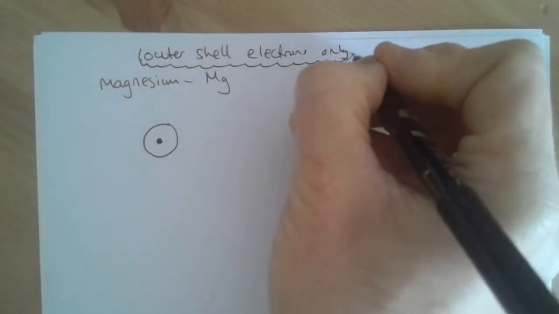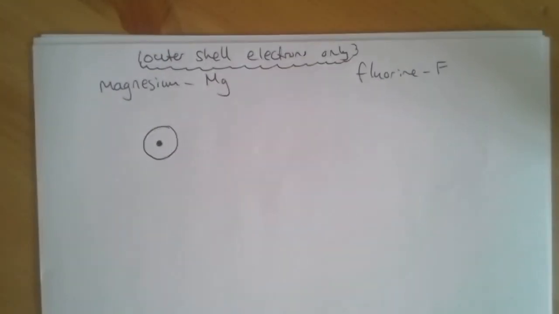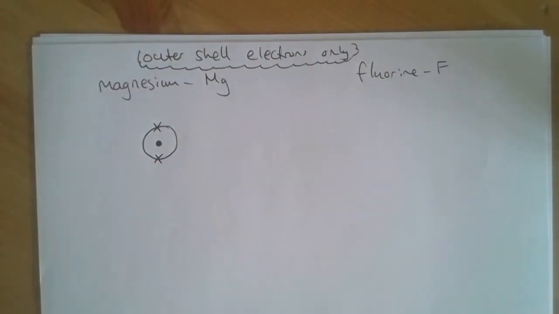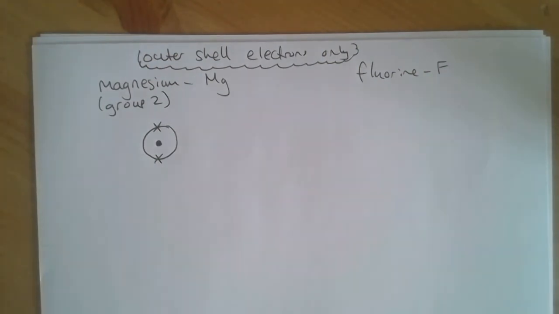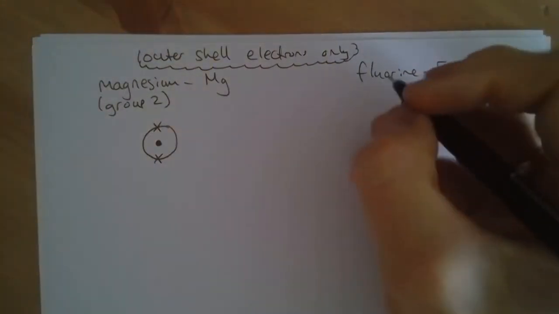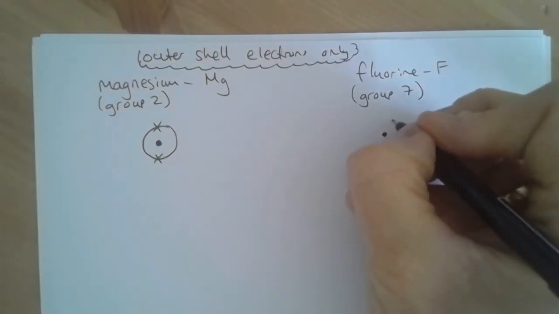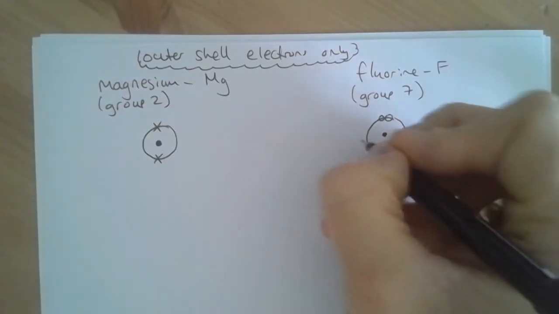The reason being is that it starts to get a bit complicated drawing electron shell diagrams out all the time. The electrons in the inner shells we're not particularly interested in. We're only interested in ones on the outer shell. So rather than drawing all 12 electrons that magnesium has, I'm just going to draw 2. And the reason I'm drawing 2 is because magnesium is in group 2. Fluorine, which we already wrote earlier, is in group 7. So I'm going to draw just the outer shell electrons for fluorine, and I'm going to draw 7 of them.